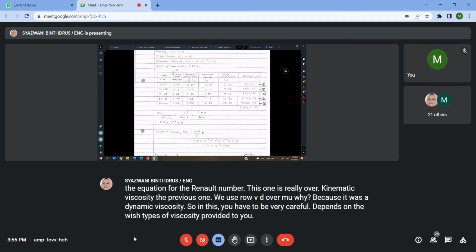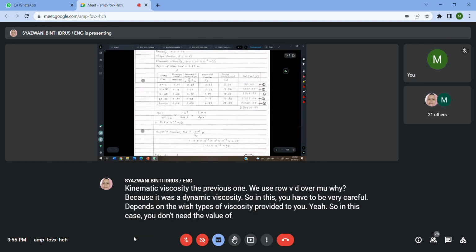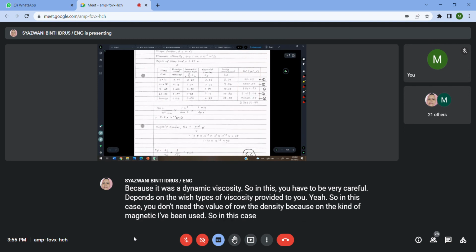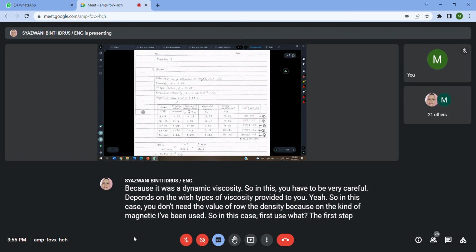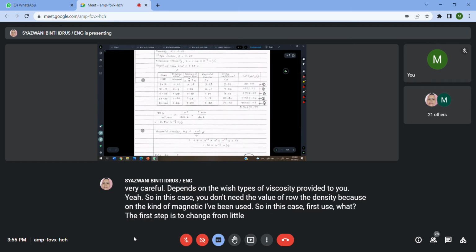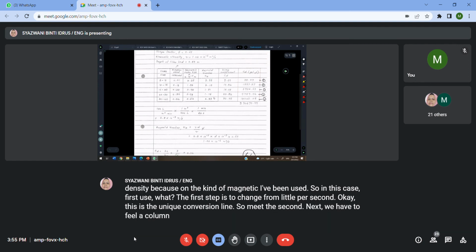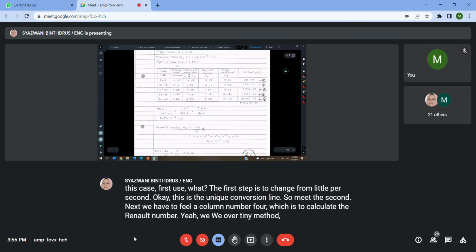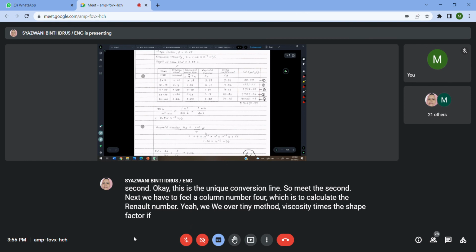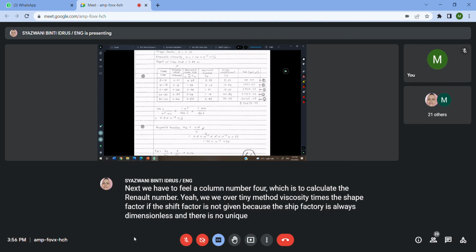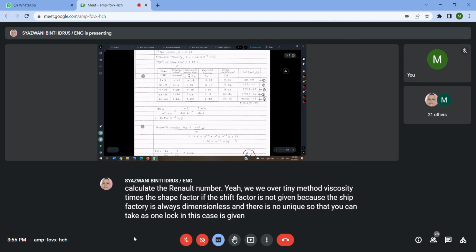In this case, you don't need the value of rho, the density, because only the kinematic viscosity is being used. The first step is to change from liter per meter squared per minute to meter per second. This is the unit conversion. Next, we fill up column number 4, which is to calculate the Reynolds number: VD over kinematic viscosity times the shape factor. If the shape factor is not given, because the shape factor is always dimensionless with no unit, you can take it as 1. In this case, it is given as 0.65.